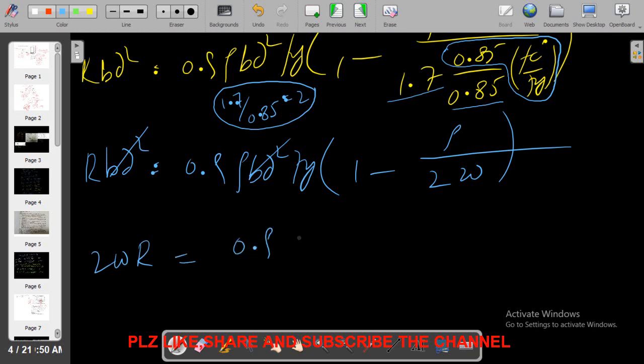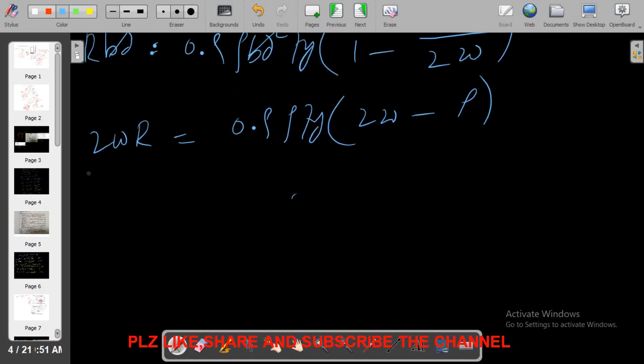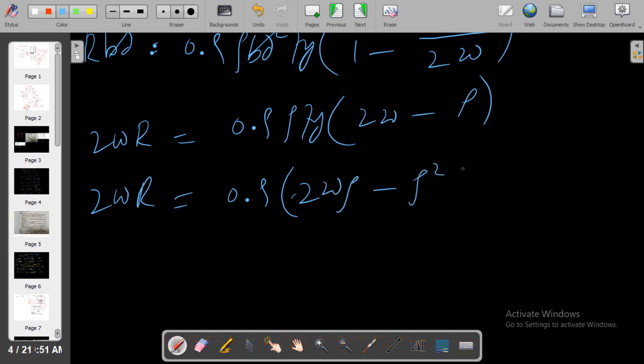So that was R equals 0.9 rho fy into 2 omega minus rho, right? And then it will be further simplified. This is R equals 0.9, and this rho will be multiplied inside the brackets, so 2 omega rho minus rho square into fy, and this will be further simplified.